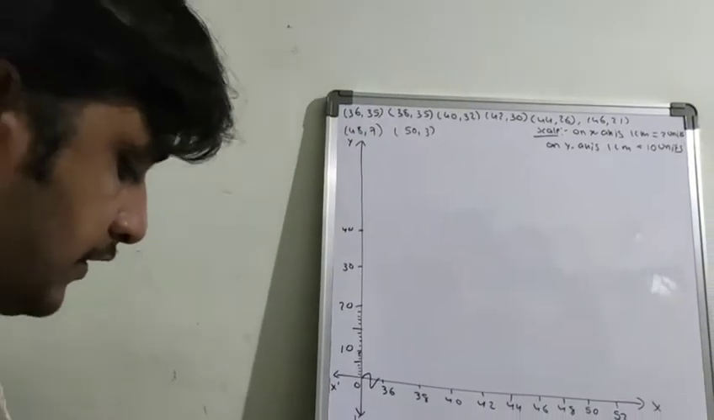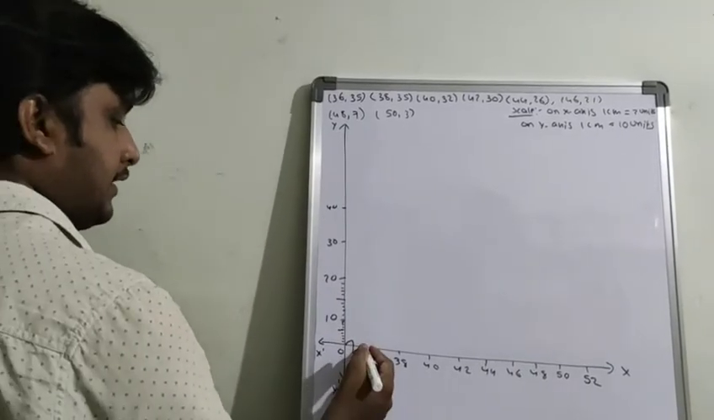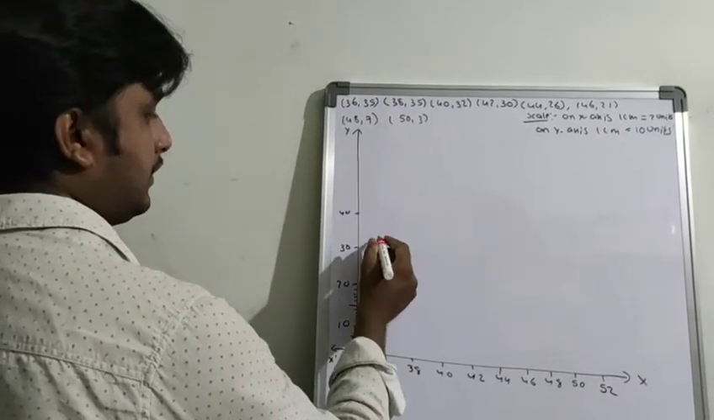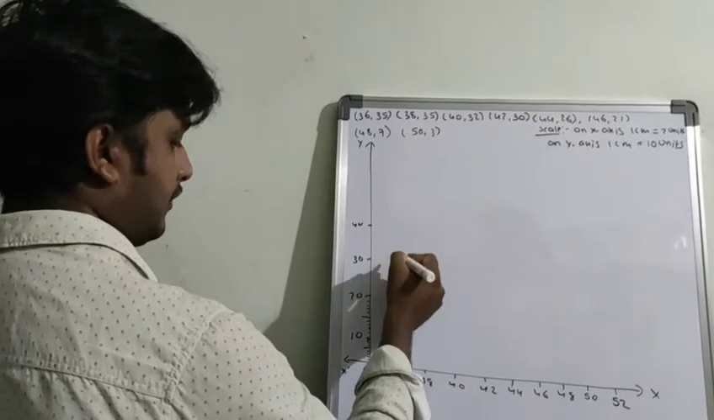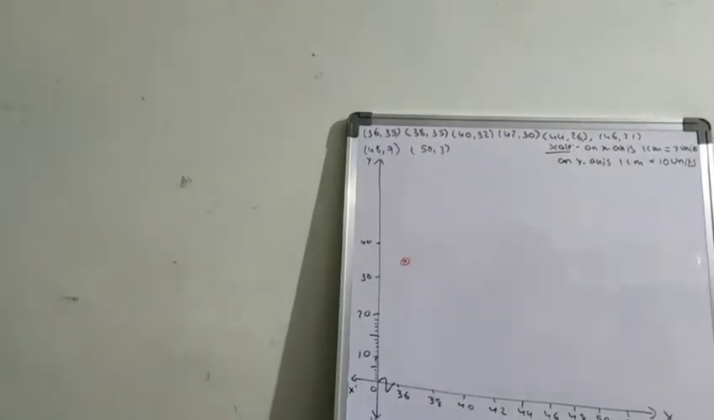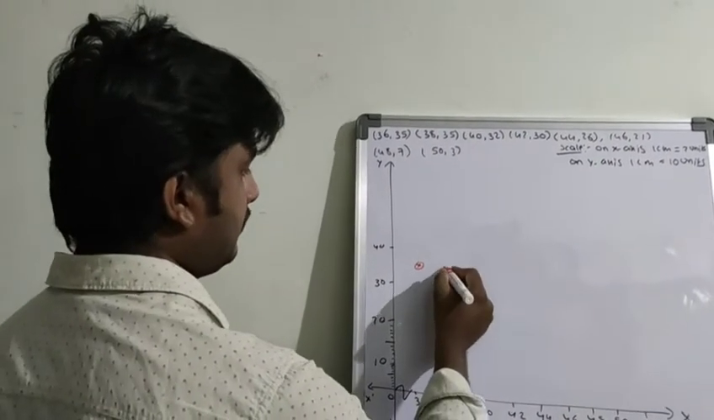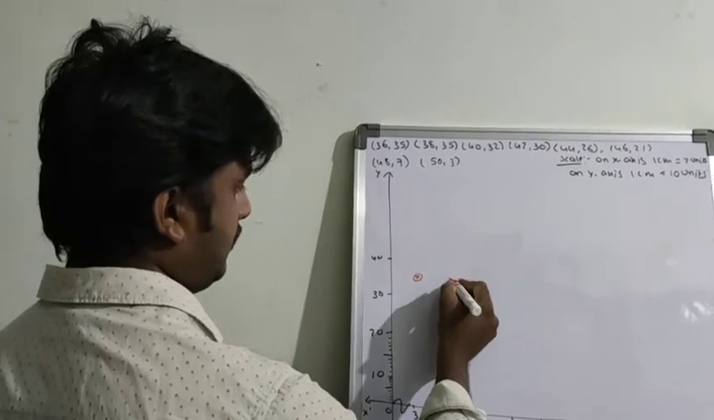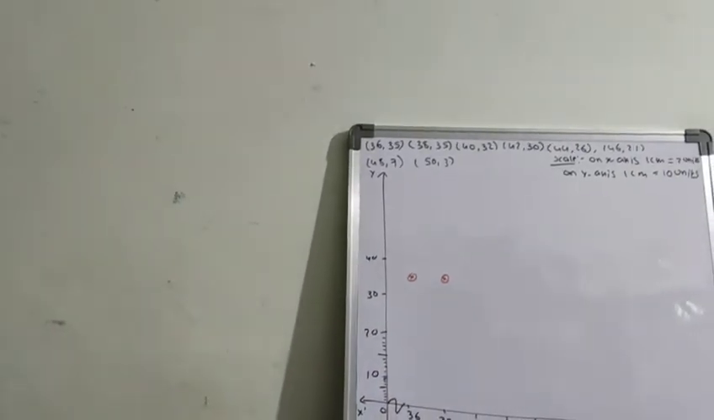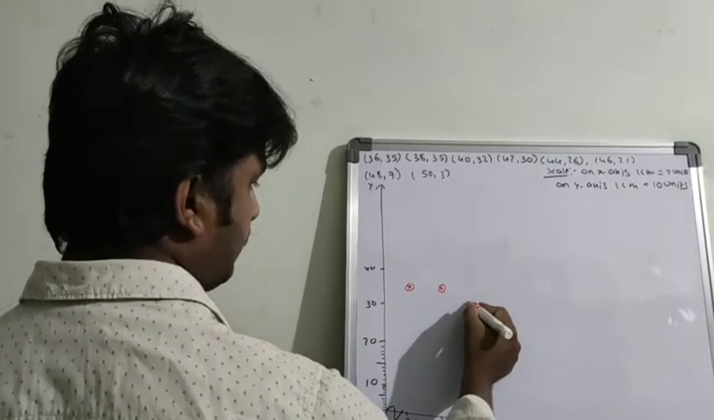Okay. So first to mark the point. So what is the first one? 36, 35. 36 here, 35. I think between 30 and 40 it will be. So I'm taking this. So coming to 38 and 35. 38 to here, 35 again. So here the point. 40, 32. 40 here, 30 after 30, 2 points.